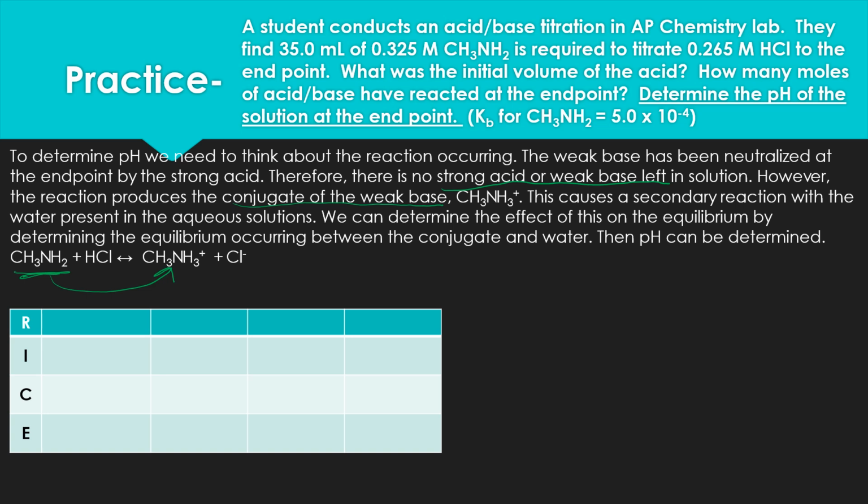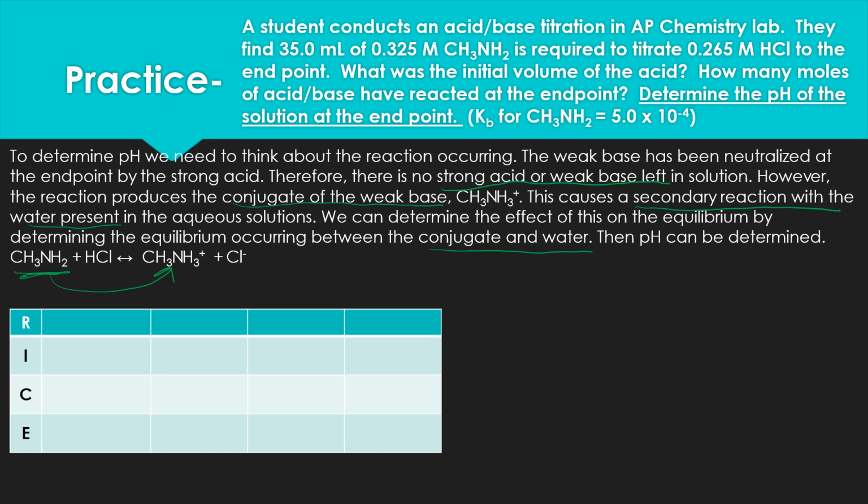Now, that chemical, the conjugate of a weak base or the conjugate of a weak acid, causes a secondary reaction with the water that's present for these aqueous solutions. And that secondary reaction is going to affect our pH, affect our equilibrium. So we can determine the effect of this on the equilibrium by determining the equilibrium occurring between the conjugate and water. Then pH can be determined.